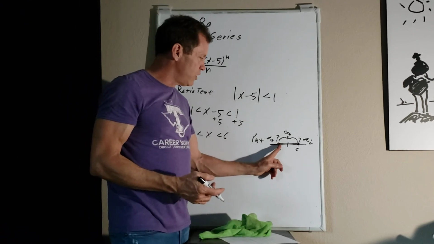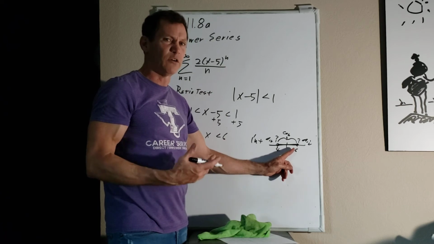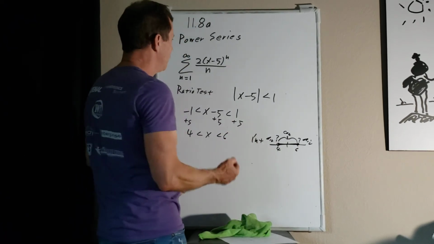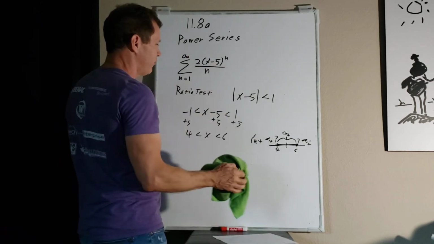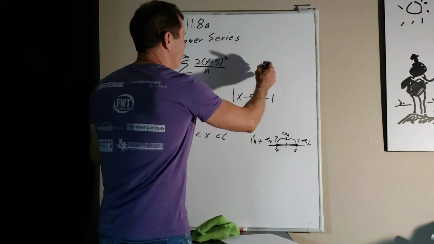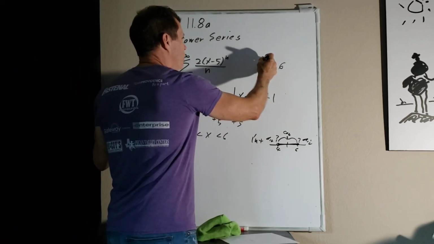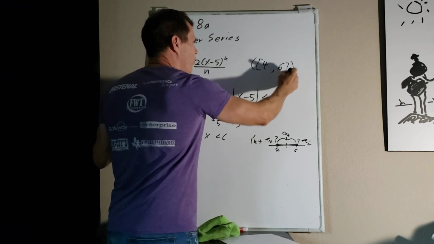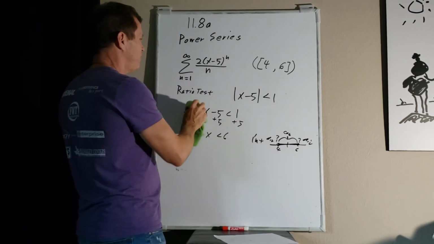The ratio test gave you an infinite number of numbers. I know that anything from 4 to 6 works. I just don't know about 4 and 6. So what you have to do is go back and, on your endpoints, plug that back into the original series and see if things work. I know without a doubt that from 4 to 6 works. I just don't know if I need to put a bracket or a parenthesis. So I've got to check out 4 and I've got to check out 6.